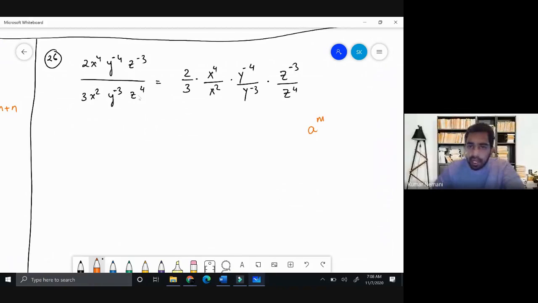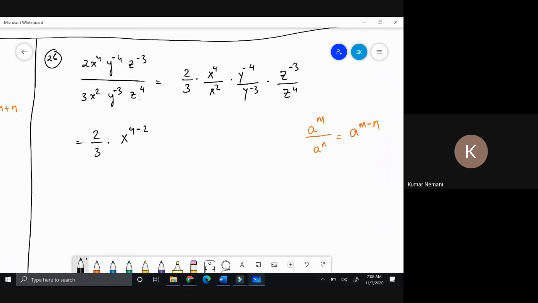So the first formula that we are going to use is a power m divided by a power n is equal to a power m minus n. While using this formula, 2 over 3 remains the same. x power 4 divided by x square will give you x power 4 minus 2. Same thing with y: y power negative 4 minus negative 3, because you have to take minus as per the formula, but the negative n is going to remain the same. Same thing with z: z becomes negative 3 minus 4.